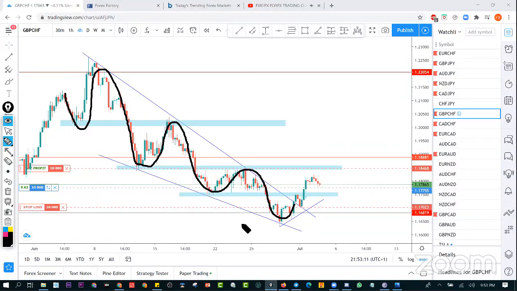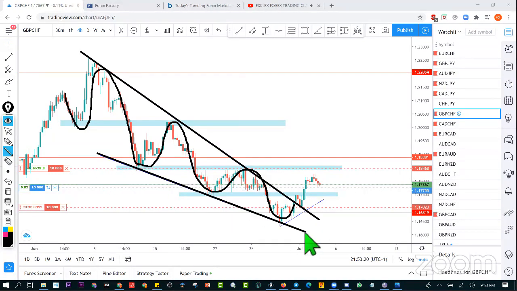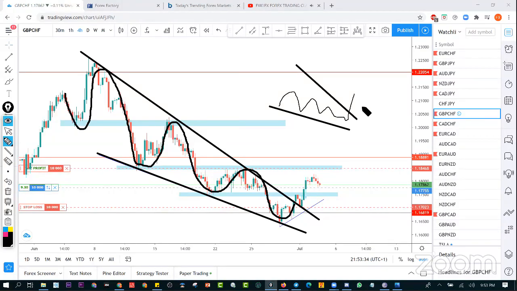You can see that price is fluctuating in a bearish narrow wedge, something like this. Technically, the implication is that price has a high probability to break to the upside. In fact, 70% break to the upside and 30% break to the downside.